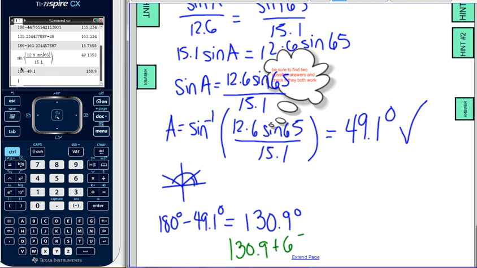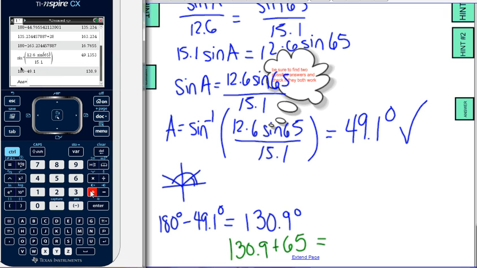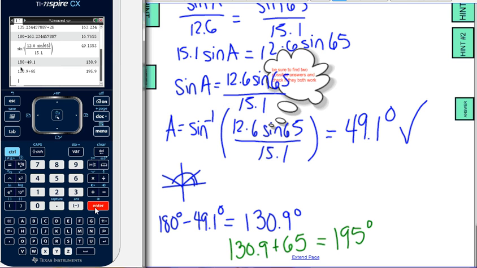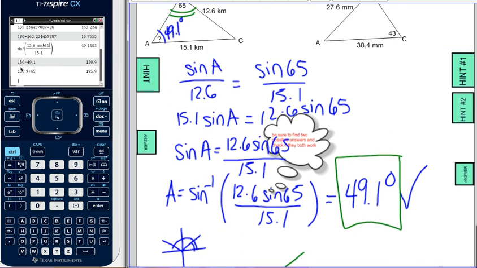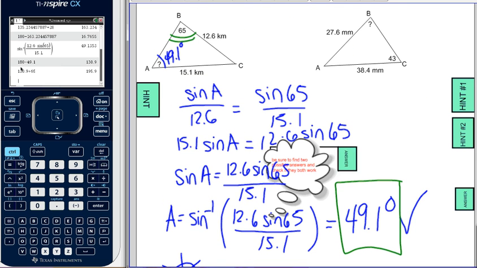So 130.9 plus 65 is 195 degrees, which is more than 180 degrees. So this is not a possible solution because it gives us a triangle that adds up to more than 180 degrees. So the only solution is 49.1 degrees.